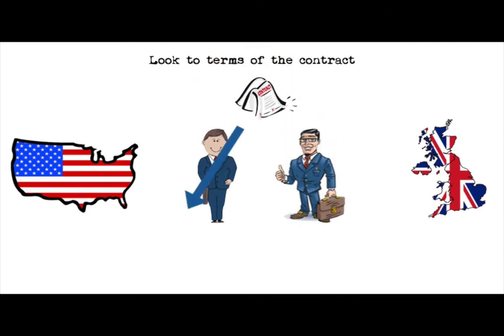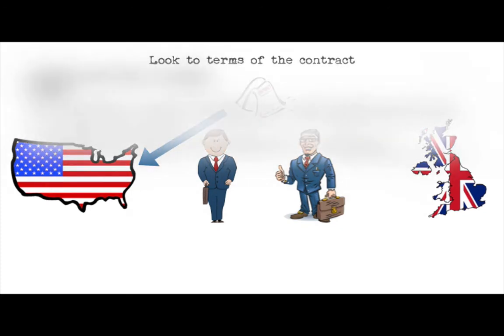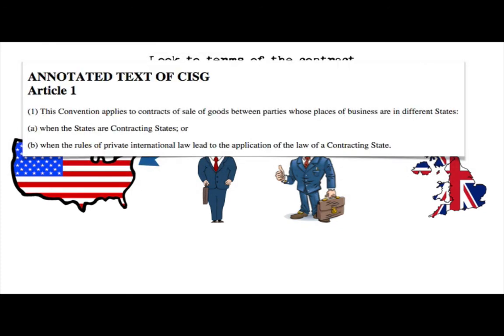But let's change the scenario so that the contract says that the law of the United States applies. Now we remember under Article 1, if the law of the United States applies, it is a member of the CISG, so we would have a rule of private international law, the contract telling us to apply the law of a member state. This is where we have to look at what the United States said when it signed on to the treaty.